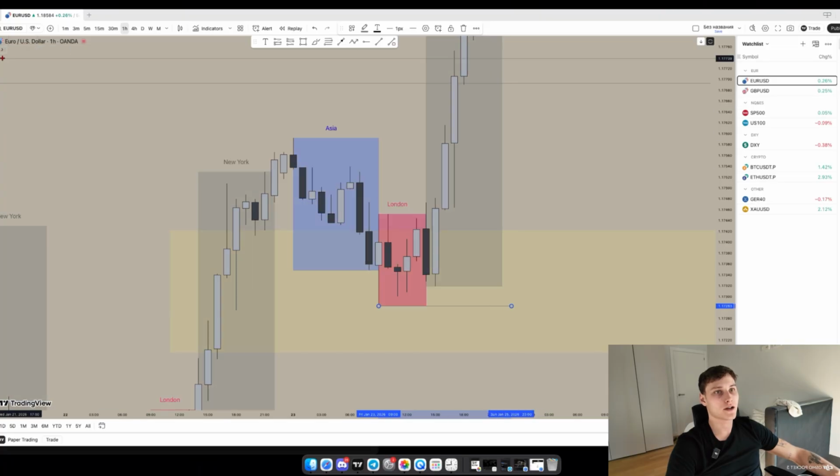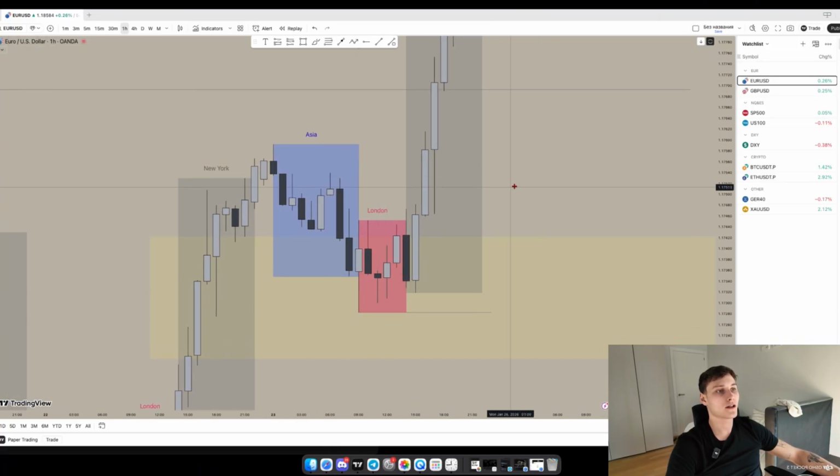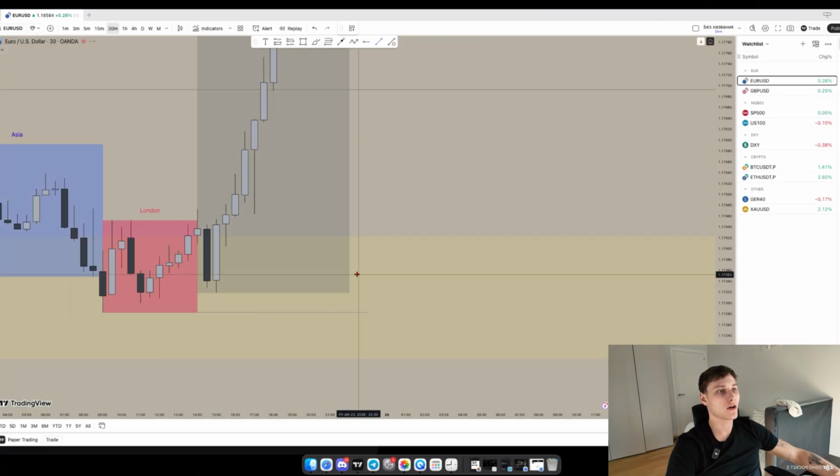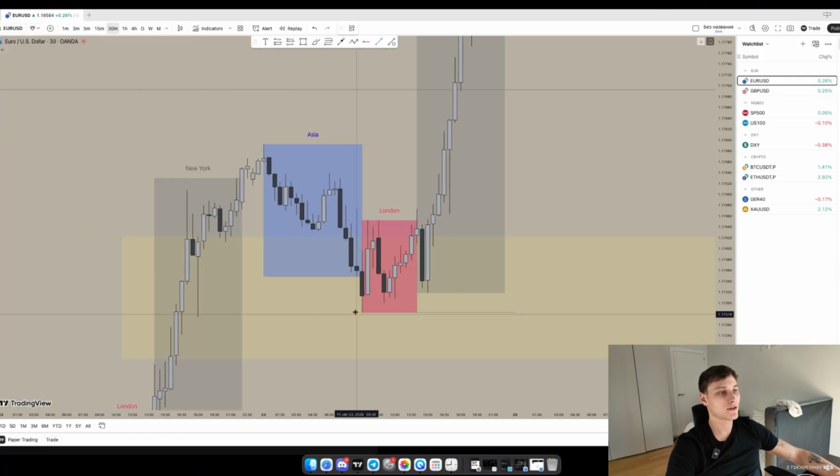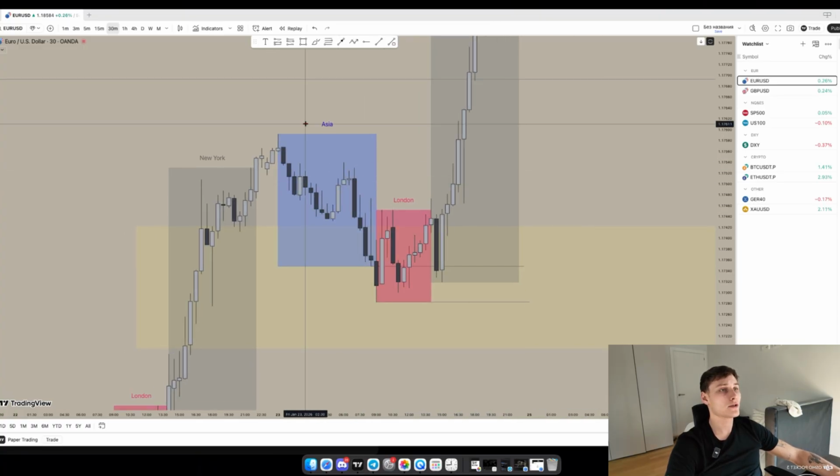Let's open the sessions up. This is the London low. The London session low swept the liquidity of the Asian session low, tested this 4 hours fair value gap, and is planning to go all the way high to these equal highs. So what I want to see now is the price close above this session.